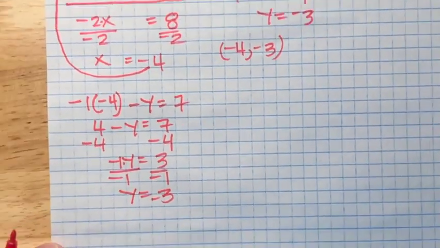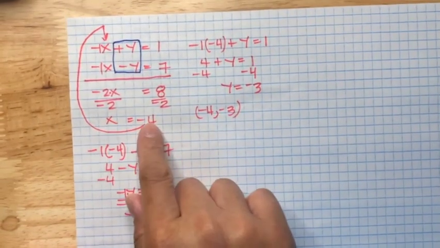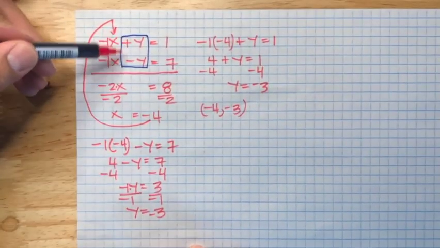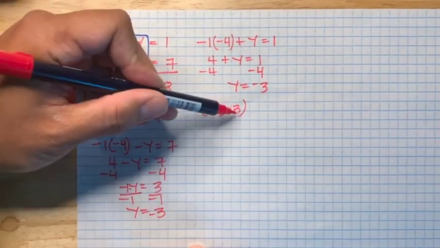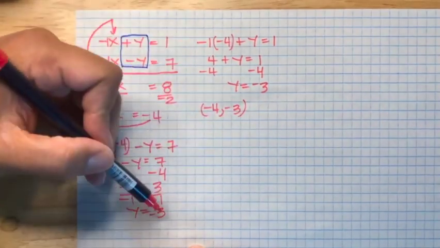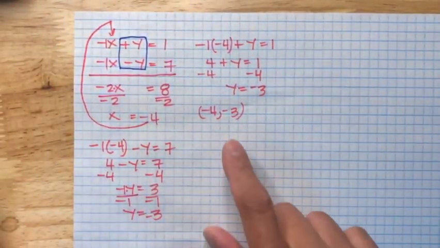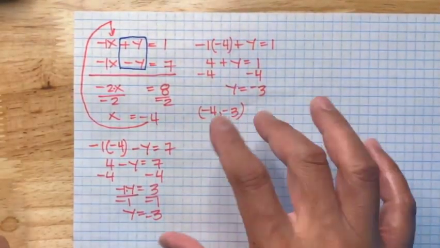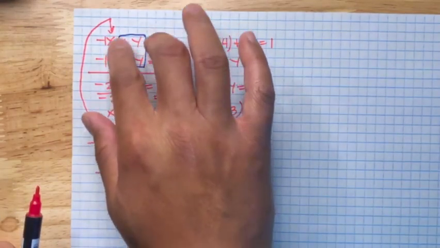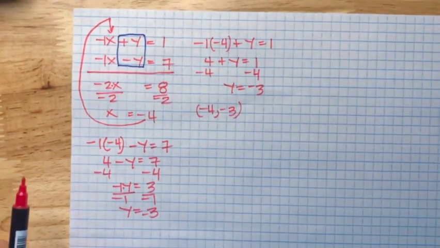So either way, if we plug the first variable that we found into either one of the two equations, we'll get the same answer for the y value, negative 3. All right, so if you don't believe me, take these two values, plug them into both equations, and make sure you get the 1 and the 7.